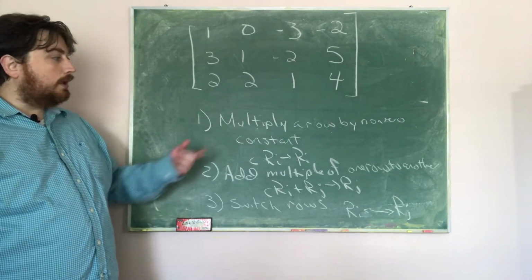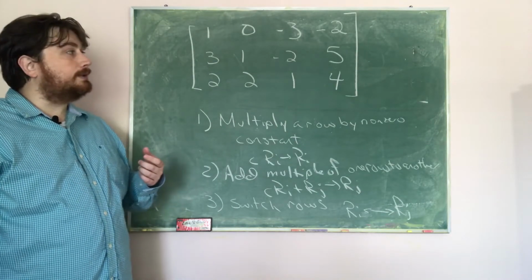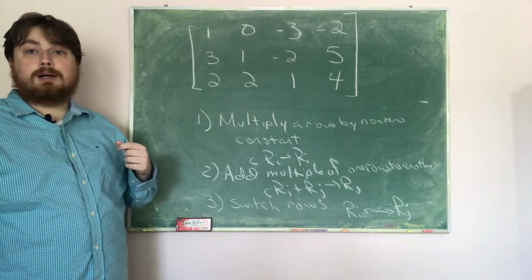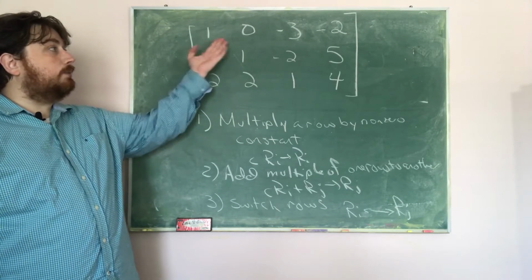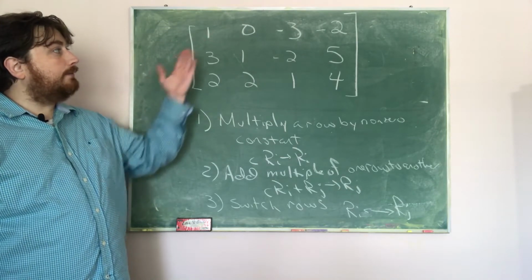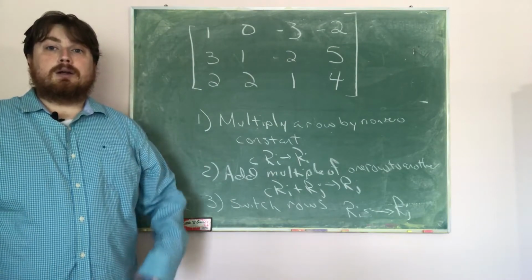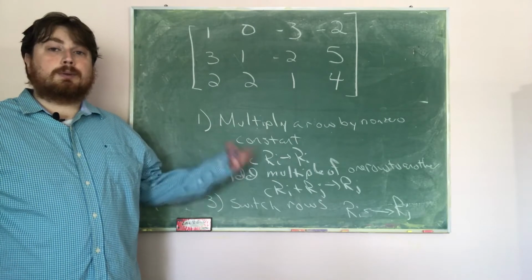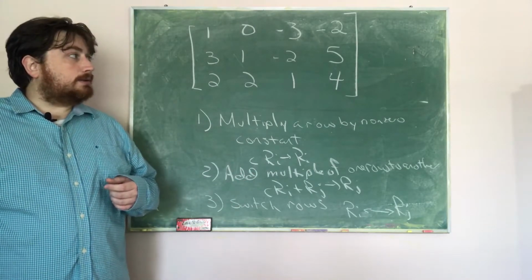Those 3 things were, I could multiply a row by a non-zero constant and replace that row. So the idea is I could take row 1 and multiply by 5, and then replace row 1 with that given number. So instead of 1, 0, negative 3, negative 2, I'd have 5, 0, negative 15, negative 10. Now, whether or not I want to do that here isn't the point. The point is that I would end up with an equivalent system of equations.